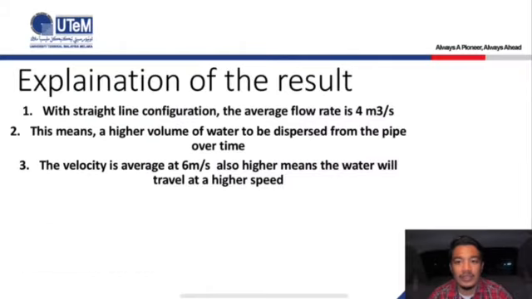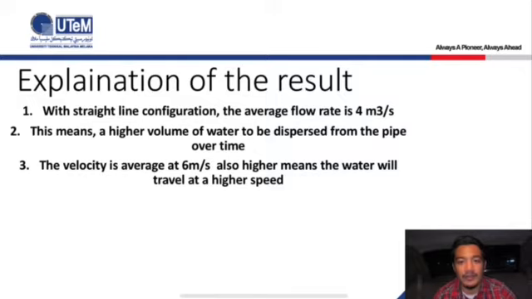For the explanation of the result, with the straight line configuration, the average flow rate is 4 meter cubed per second. This means a higher volume of water is dispersed from the pipe over time. Next, the velocity averages 6 meter per second, also higher, which means the water will travel at a higher speed.